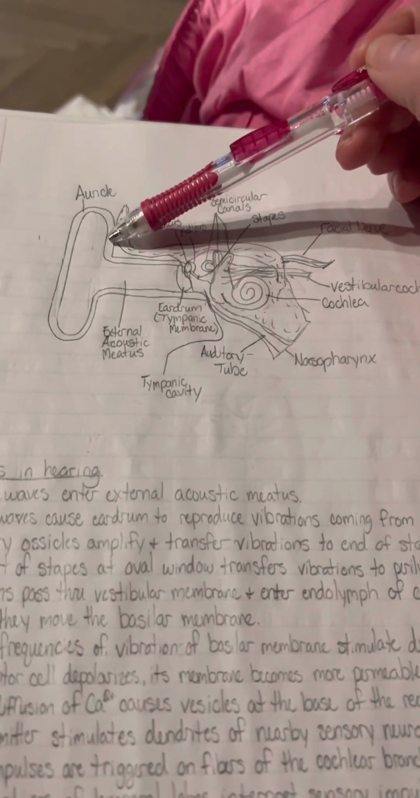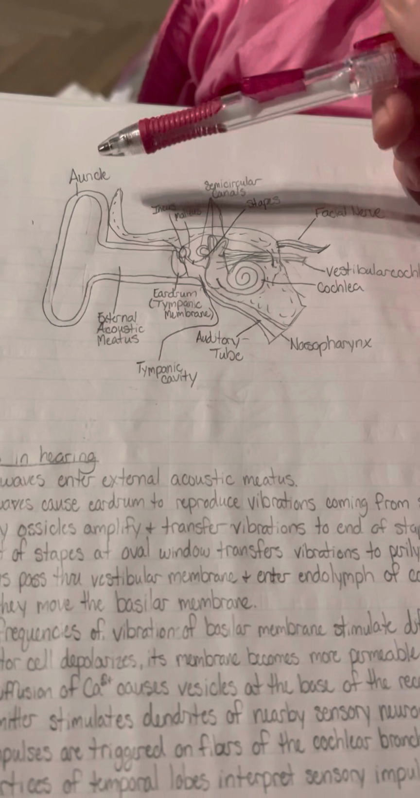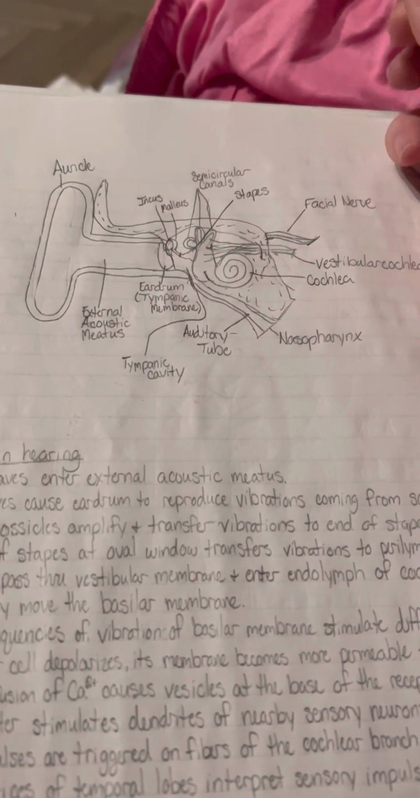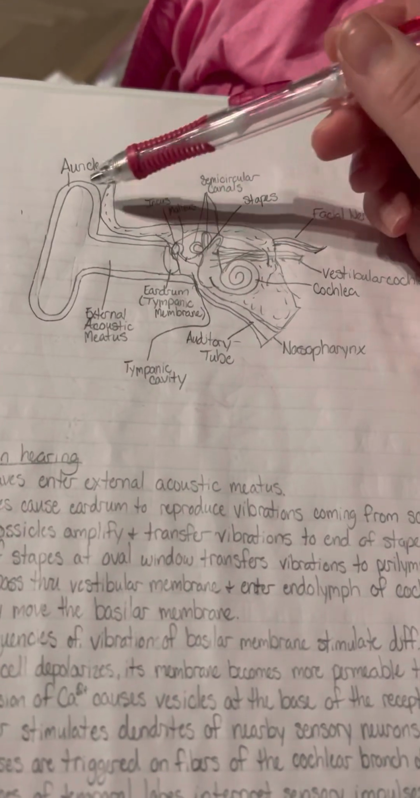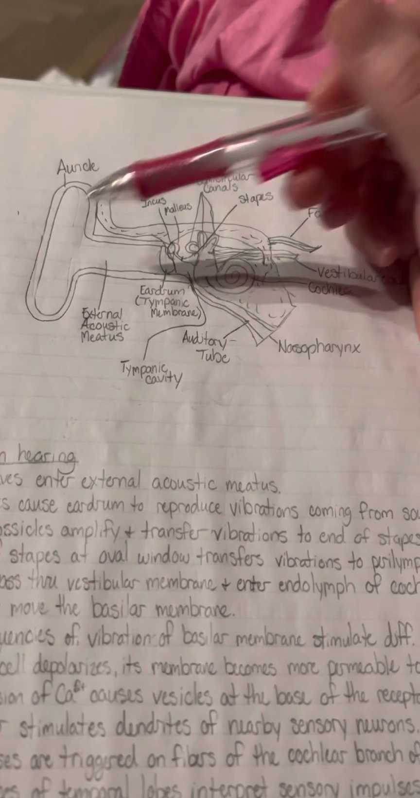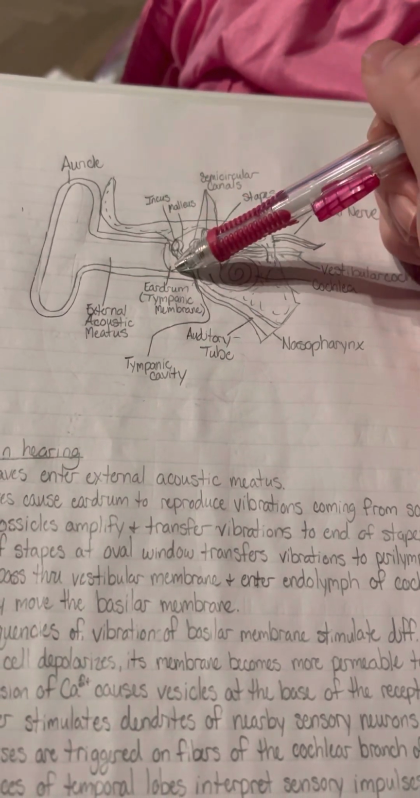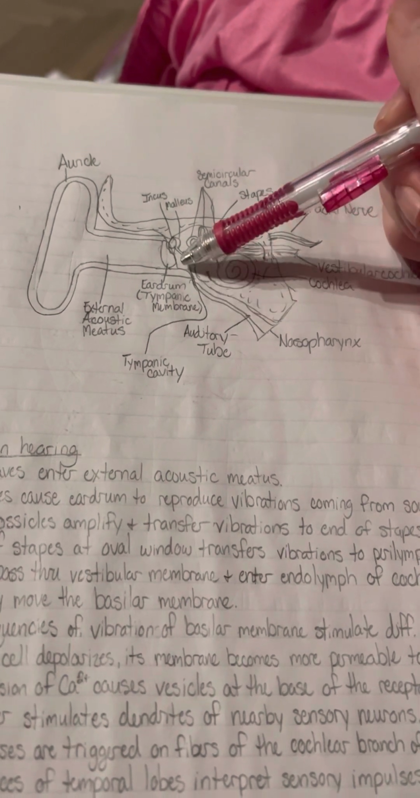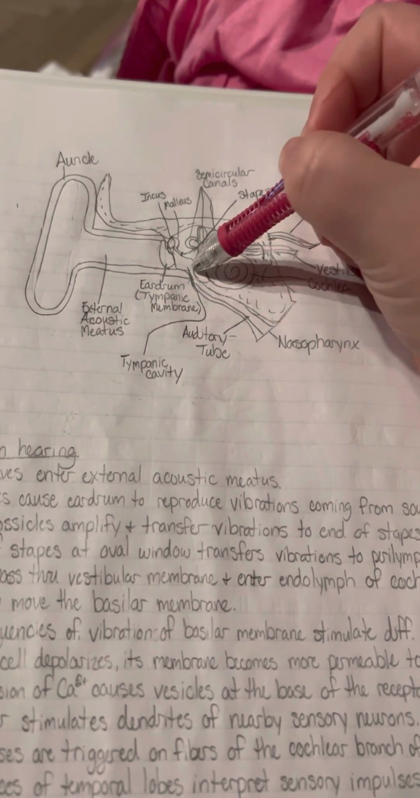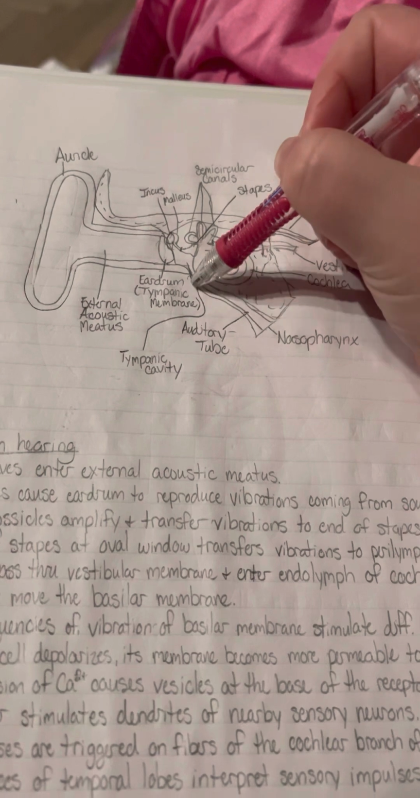This is the auricle, that outer ear, or the pinna. Again, excuse me, my drawing is not very anatomically correct. Here we have the external acoustic meatus, which meets into the eardrum or the tympanic membrane. And just behind it is a little pocket. It's called the tympanic cavity.